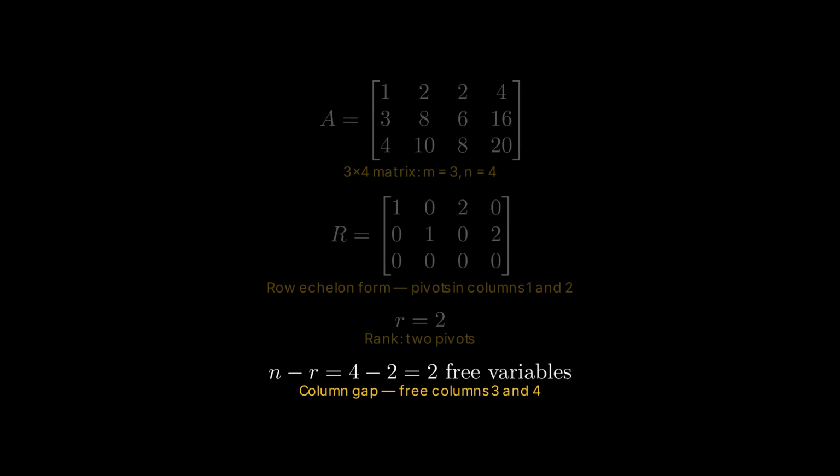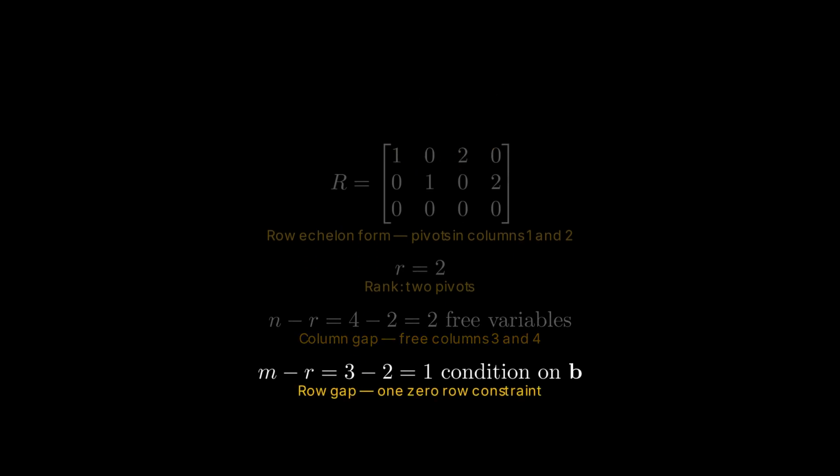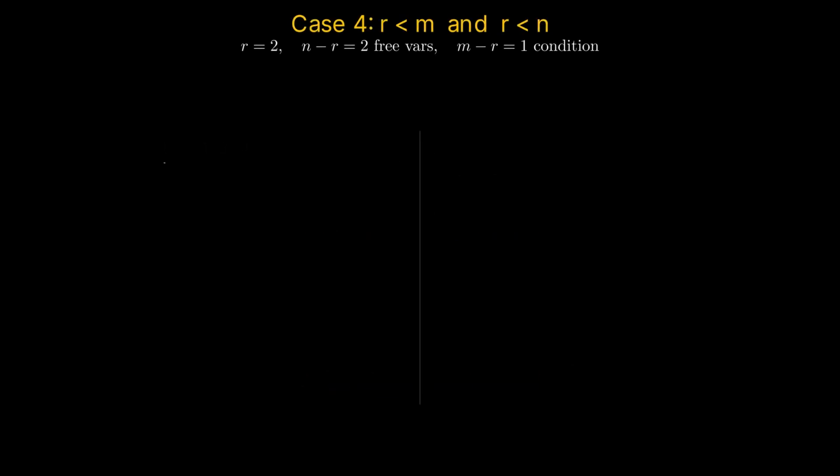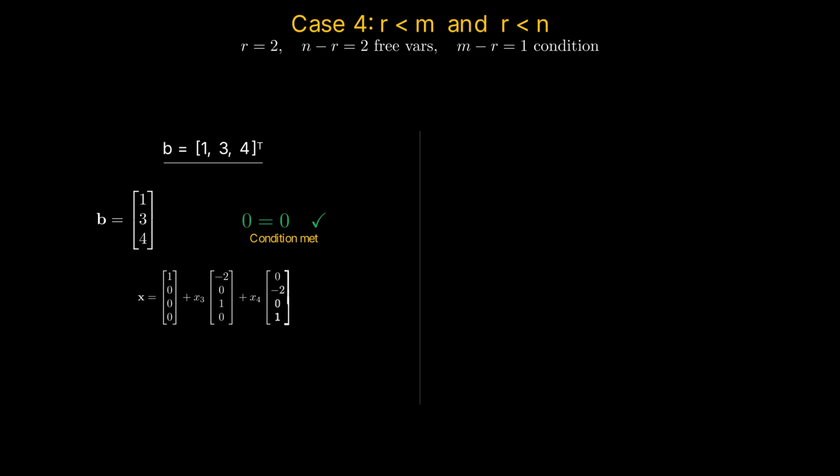N minus R equals 4 minus 2 equals 2 free variables, and M minus R equals 3 minus 2 equals 1 condition on B. Let's try B equals 1, 3, 4. When we apply the same row operations to B, the 0 row gives 0 equals 0, and the condition is met, so the system is solvable. With two free variables, x3 and x4, we get infinitely many solutions.